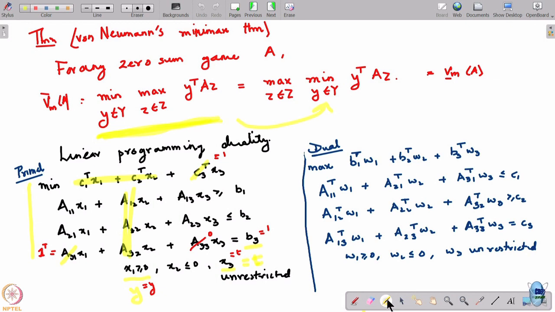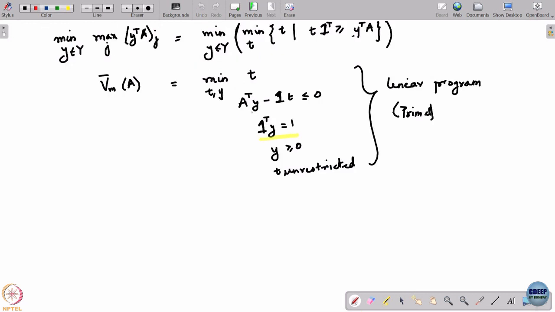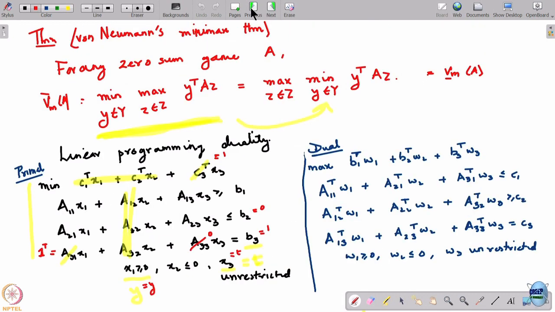Since this is a less than or equal to equation, the right hand side of that equation is b2. So this has to be a less than or equal to constraint, so the right hand side b2 is 0. What about the coefficient of x1? That means the coefficient of y, A transpose, right? So A21 is A transpose, and the coefficient of x3, which is A23, is just 1.